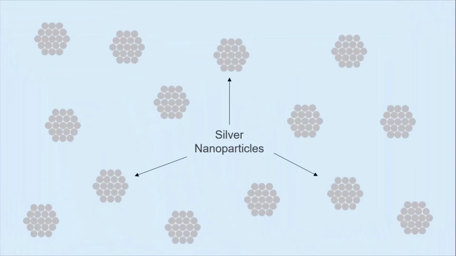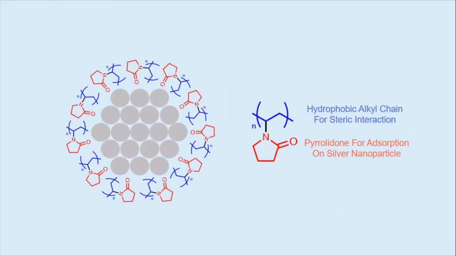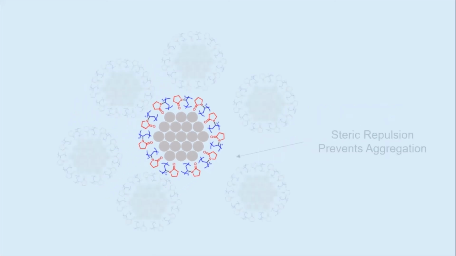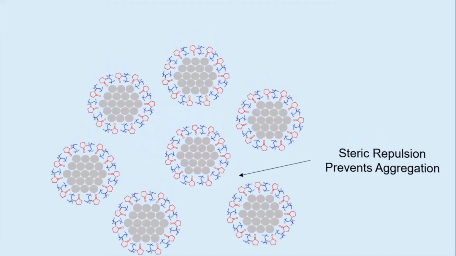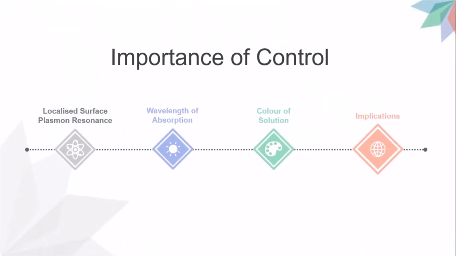In the solution, we have silver nanoparticles that have already been formed. Upon addition of PVP, these polymeric units interact with the silver nanoparticle via the pyrrolidone group, while the hydrophobic alkyl chains extend into the solution and interact with each other, thus forming a polymeric cage around the nanoparticle. Through this mechanism, PVP prevents further aggregation through steric hindrance, thereby allowing the formation of nanoparticles of regular shape and size. Now that we have discussed the basic mechanism of some capping agents, let us see why it is important to have control over the size and shape of the silver nanoparticles.